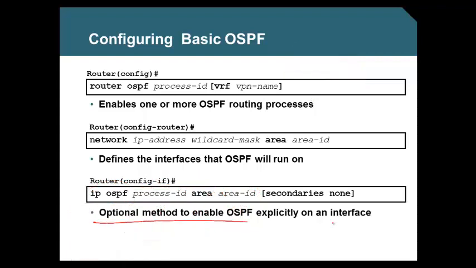Again, it is an optional method, but most of the time I use only this optional method. I don't use this one unless I have a group of interfaces to be configured in one, and that also I will use the range command. So mostly you will see me doing this, but for today's labs I will use both. You can mix both on the same router.